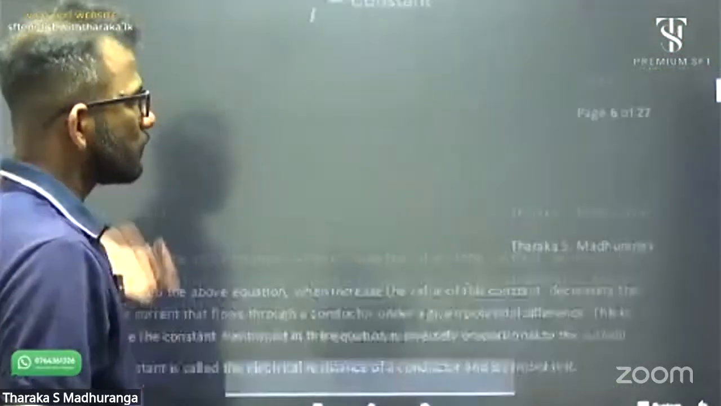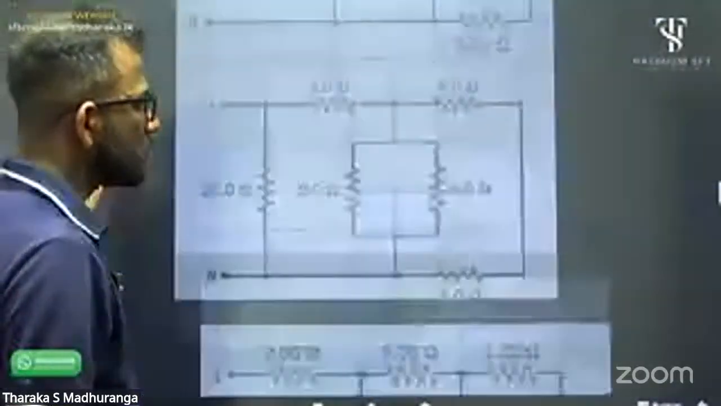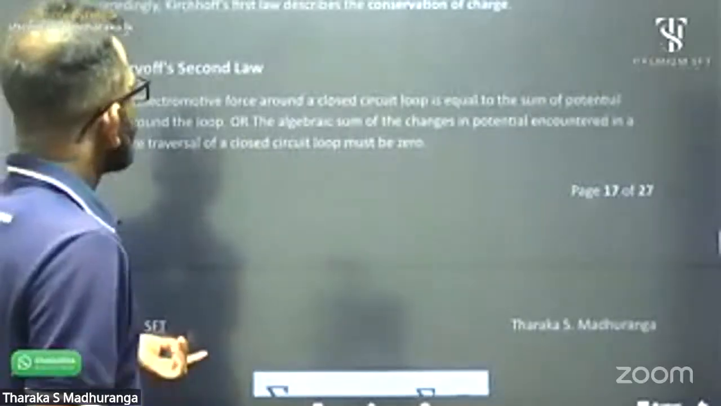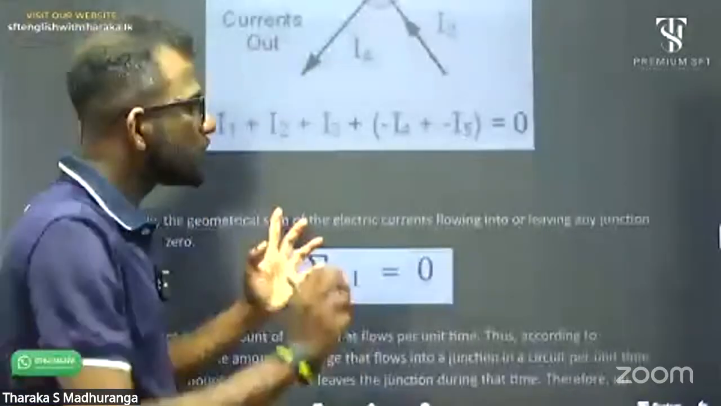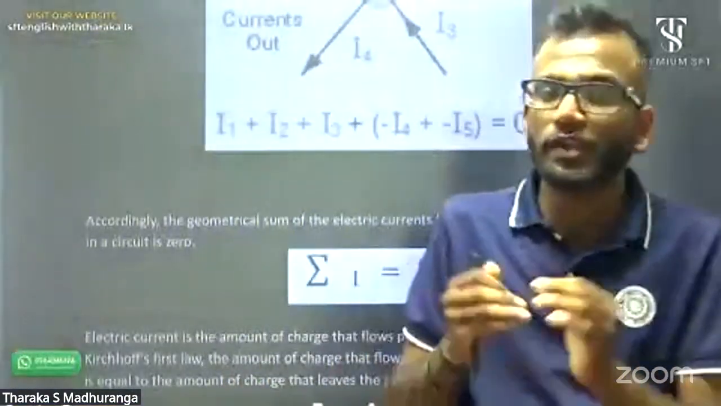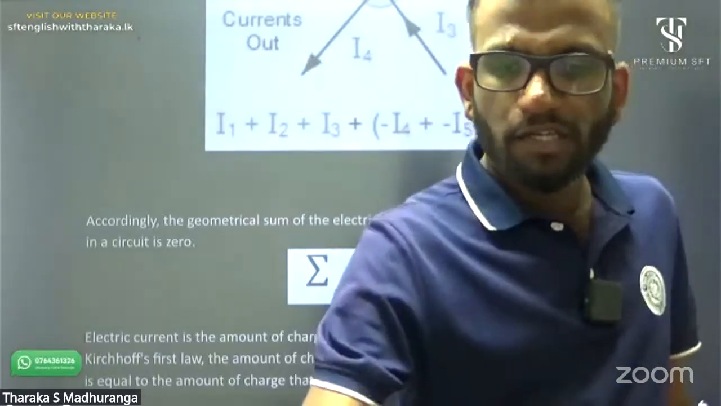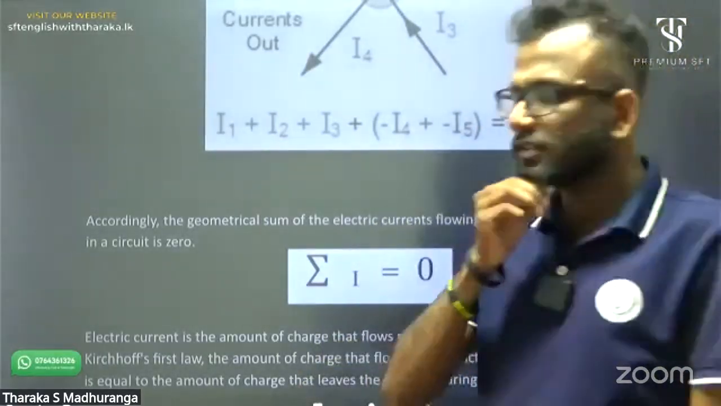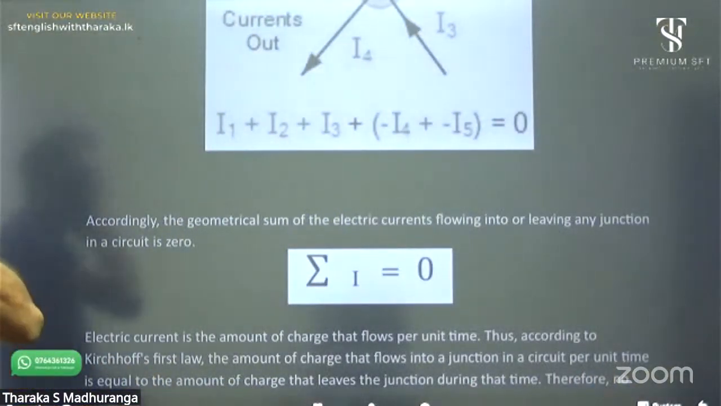We discussed all that. Now 70% of the lesson is completed. We discussed equivalent resistance and more advanced calculations as well. Okay, Kirchhoff first law always explains charge conservation or electric current conservation in a unit time.